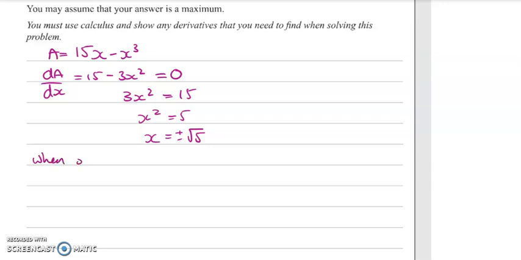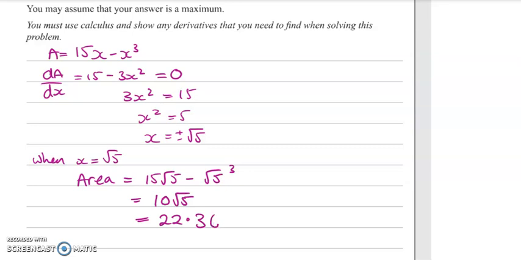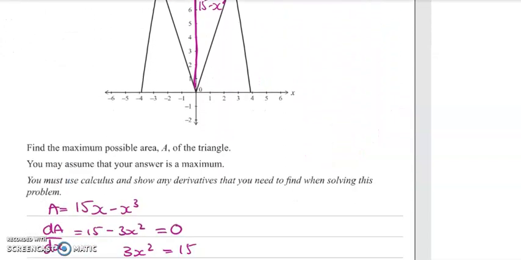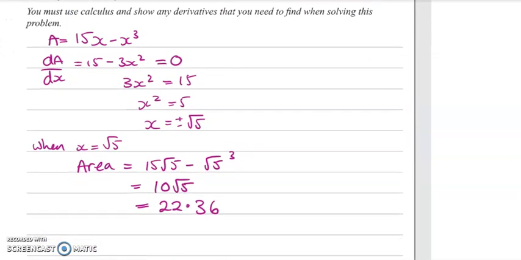So when x is root 5, and it doesn't matter if I take plus or minus, it's symmetrical around there. So x is root 5, then the area will be equal to this 15x minus x cubed, so 15 root 5 minus root 5 cubed, which gives us a final answer of, well, in surds it's 10 root 5, or if you work that out as a decimal, it's 22.36. Now, have we got any units of measurement? No, we don't, so it's just 22.36.